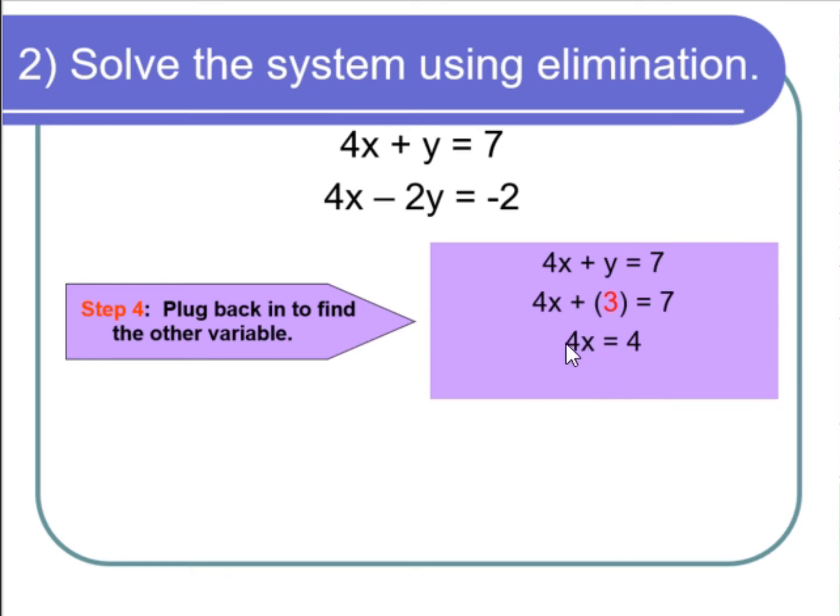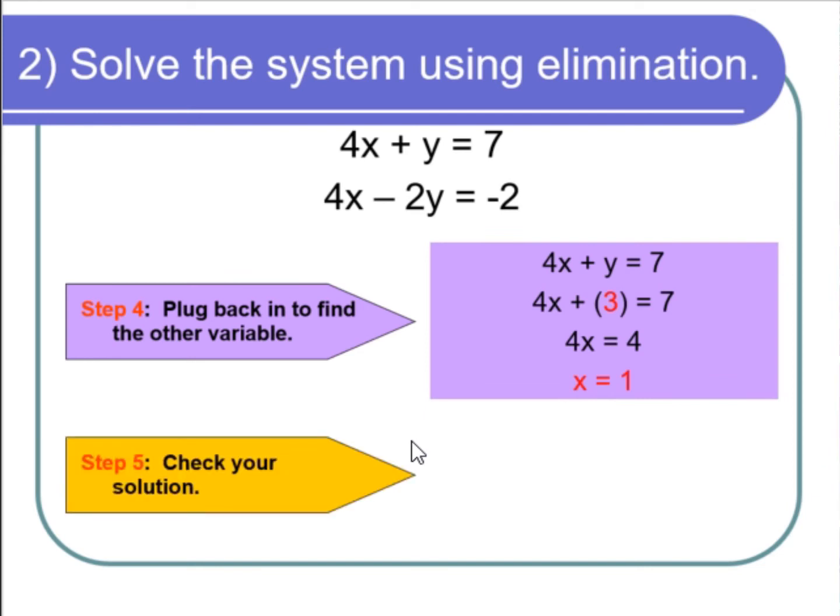We divide both sides of the equation by the coefficient of x, which is 4. 4x divided by 4 will give x, and 4 divided by 4 is equal to 1. Now, we have the value of x as 1 and the value of y is equal to 3.